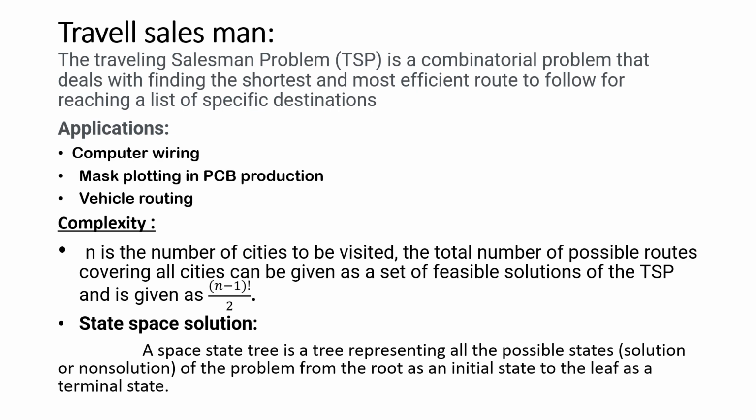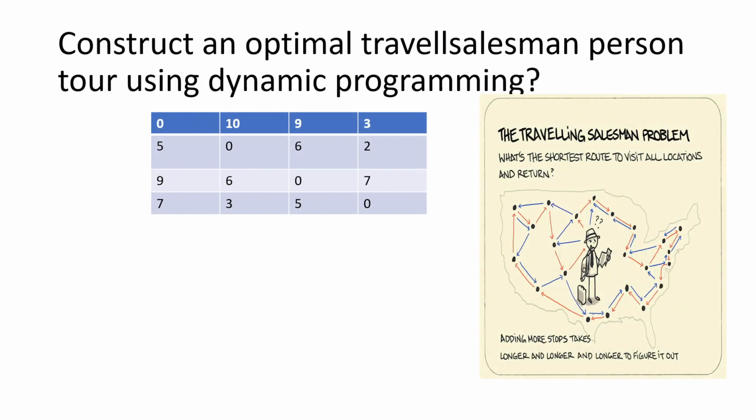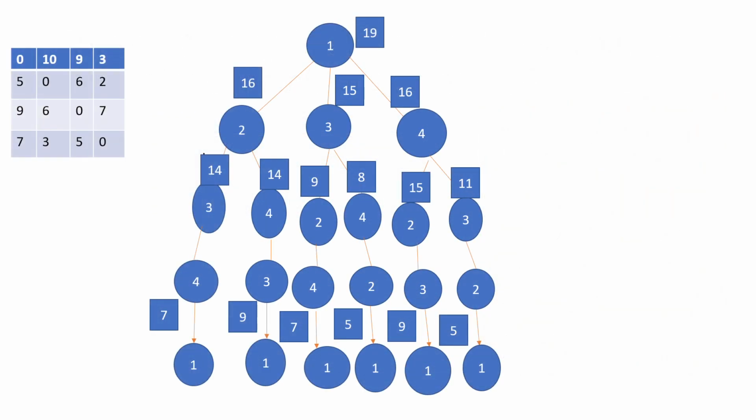And then we have to find the solution for the given problem. Here we have to find the shortest route to visit all the locations and then return. Taking the application of vehicle routing, when we have to move from Vijayawada to Tadepalligudem, we have various ways, but we have to find the optimized route and return to where we started. Then this is the state space tree solution for the optimal travelling salesman using dynamic programming.